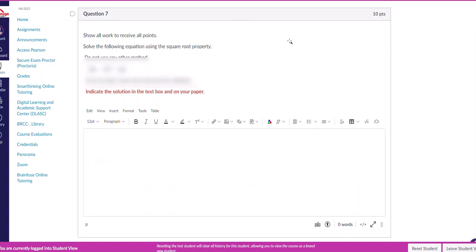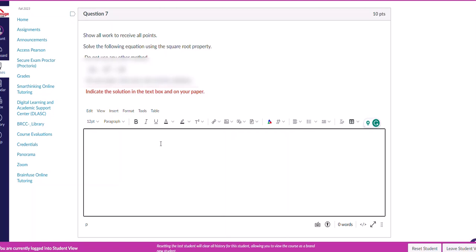Okay, so here's another one where you have to solve an equation using the square root property. So again, same thing. What I would do, I would not use this, because you're going to be spending too much time trying to figure out how to use this. So in just words, in the text box, just say something like 7 plus 2 times the square root of, and don't worry about the spelling, square root of 8 divided by, let's say, -3.